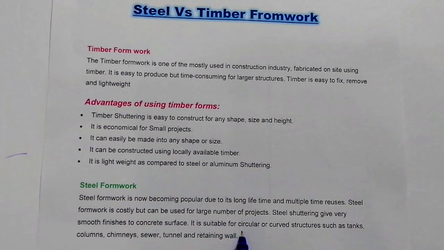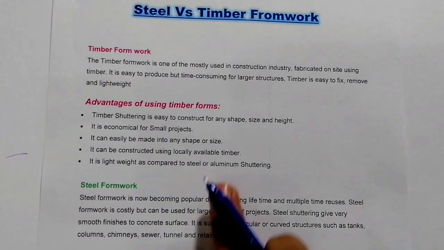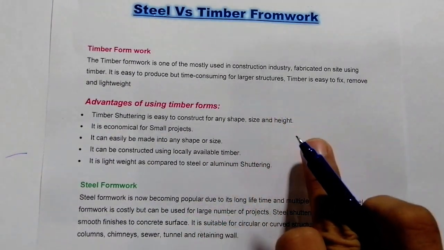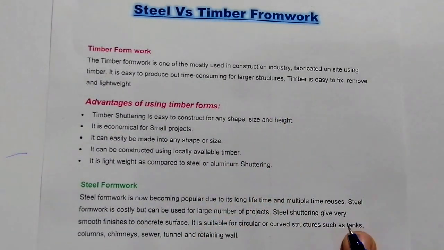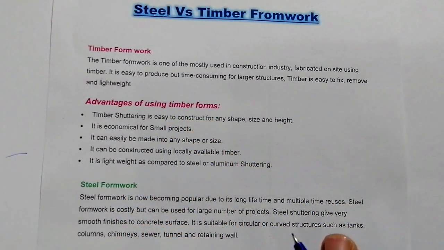It is suitable for circular or curved structures such as water tanks, columns, chimneys, sewers, tunnels, and retaining walls. You can't use timber formwork for things like water tanks, because it can take more time. So therefore we should use steel formwork for these types of structures which I have discussed here.